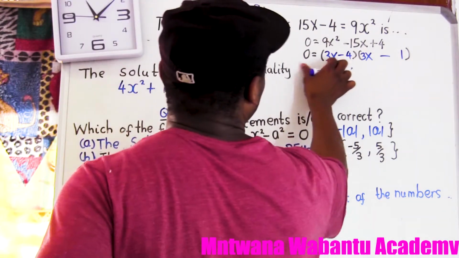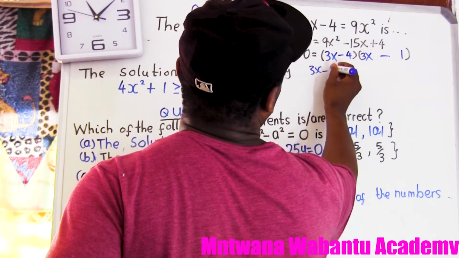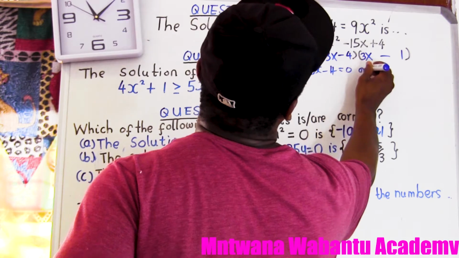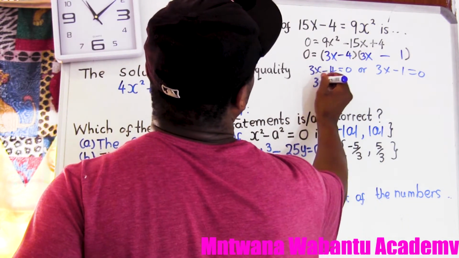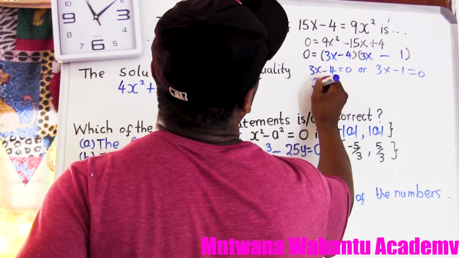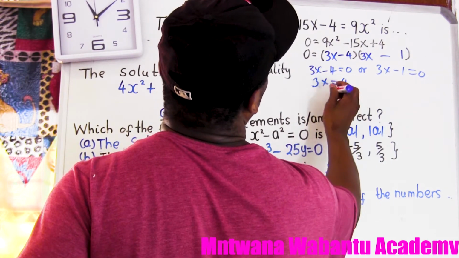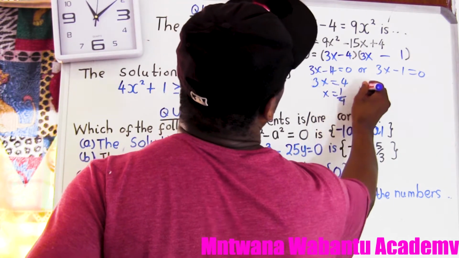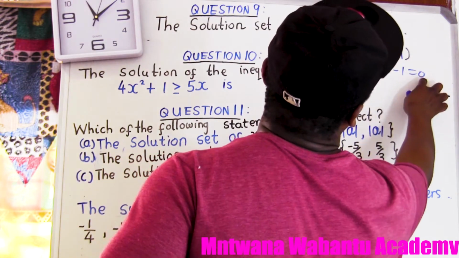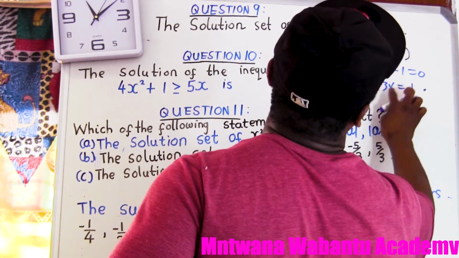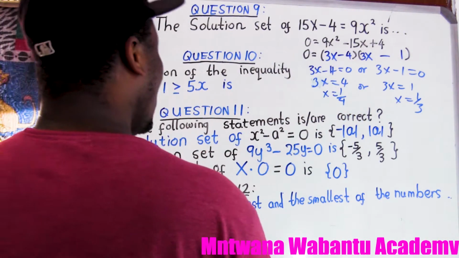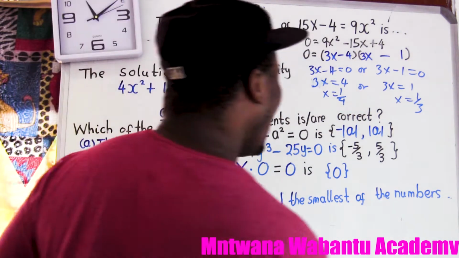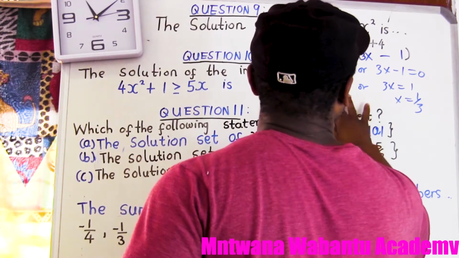Now, this equals 0, so 3x minus 4 equals 0, or 3x minus 1 equals 0. This is going to go over, so 3x equals positive 4, so x equals 4 over 3, excuse me. Or, for this one, the 1 is going to go over, so 3x equals 1, divided by 3 on both sides, so x equals 1 over 3.